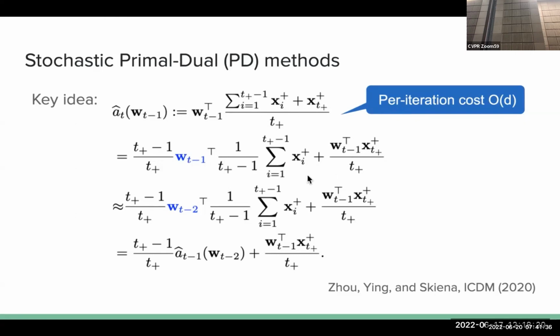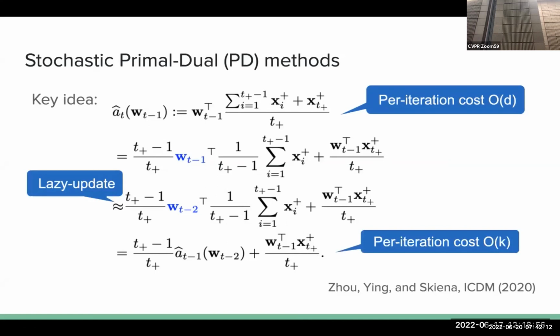You rewrite this inner product in this way, and then you replace W_t by W_{t-1} minus the update. This is called lazy update in the online community. Now you will see A(W_{t-1}) is just A(W_{t-2}) from the previous step, and the extra term is the inner product of W_{t-1} and X_{t+1}, a positive example at time t. The per-iteration cost is now reduced to k by induction, because this is a previous calculation at time t minus 1. If the per-iteration cost is k, then the cost for computing A at time t will still be k.